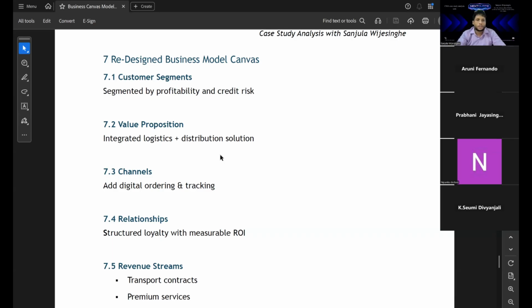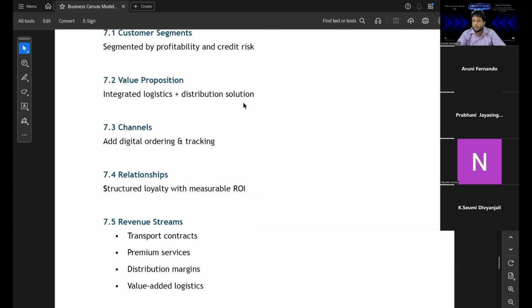Then the value proposition, integrated logistics plus distribution solution. Then the channels, digital ordering and tracking. We discussed the digital roadmap, right?